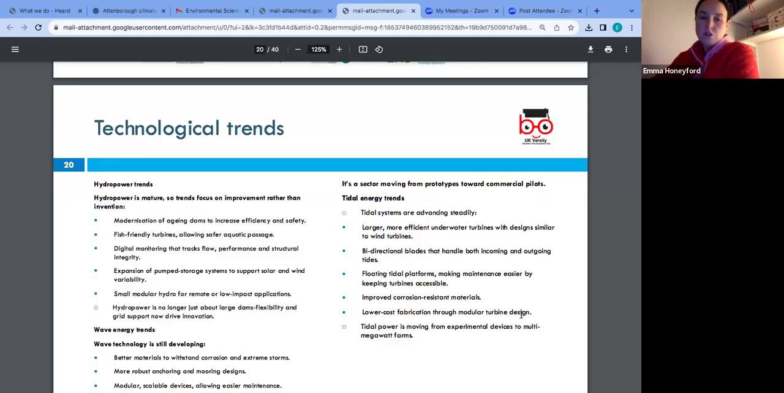So digital monitoring that tracks flow, performance and structural integrity. So there has been a focus on the digital monitoring there, and an expansion of pumped storage systems to support solar and wind variability. So there's that connection to other renewable energy there. Hydropower is no longer just about large dams; flexibility and grid support now drive innovation.